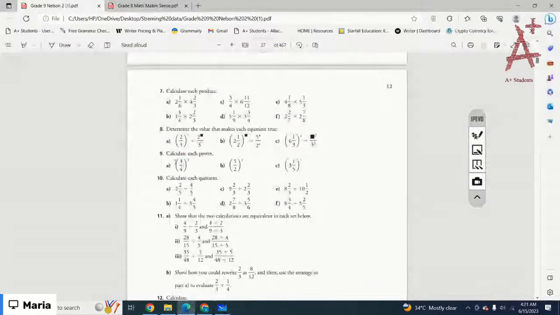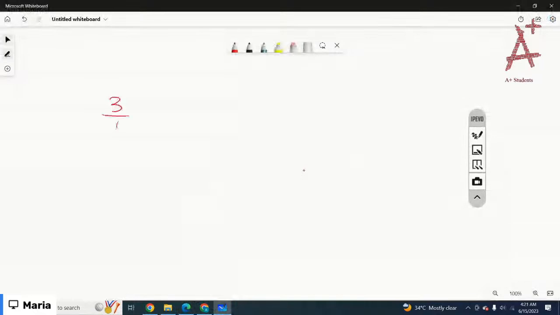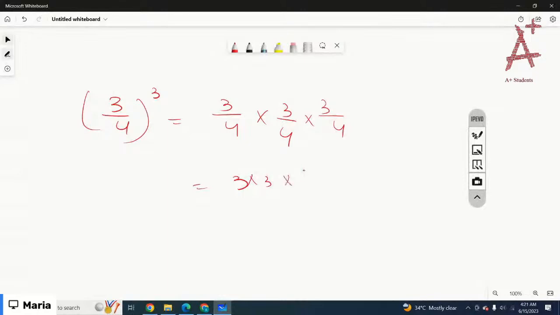Okay, just look at question number 9. Calculate each power: 3 by 4 exponent 3. Exponent 3 means you have to multiply 3 by 4 three times. And we know that multiplying fractions means multiply all the numerators and all the denominators. So 3 times 3 is 9, 9 times 3 is 27. Then 4 times 4 is 16, and 16 times 4 is 64. So it would be 27 over 64.